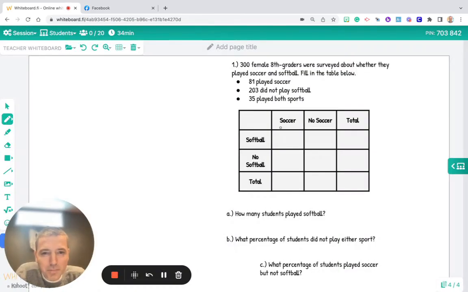Hey guys, let's answer question number 1. 300 female 8th graders were surveyed about whether they played soccer and softball. Fill in the table below. So this is a two-way frequency table. We're going to fill in the table before we answer these questions.